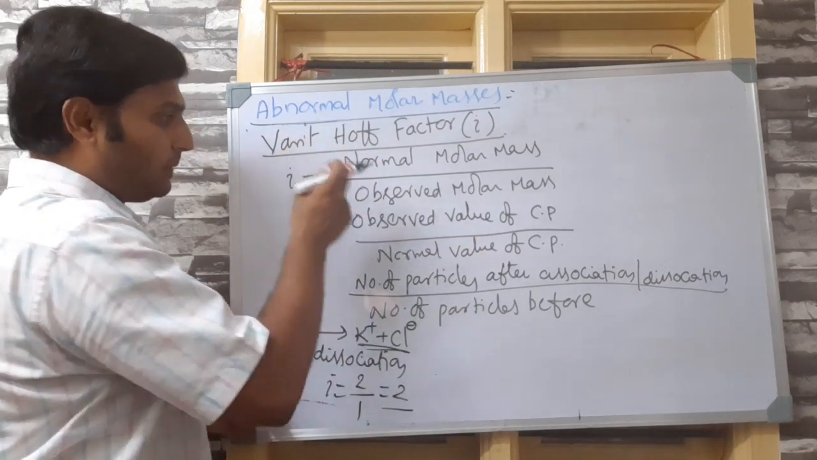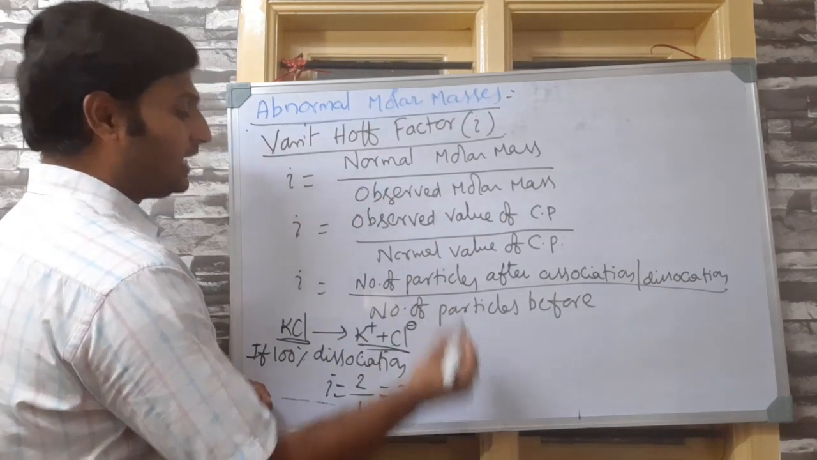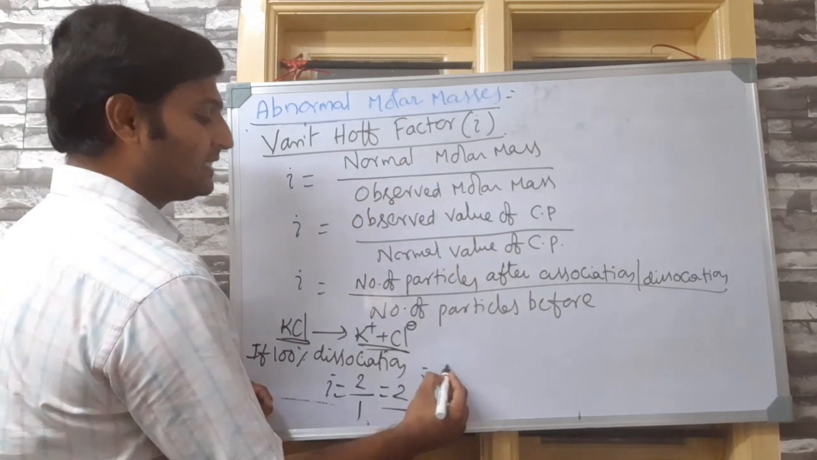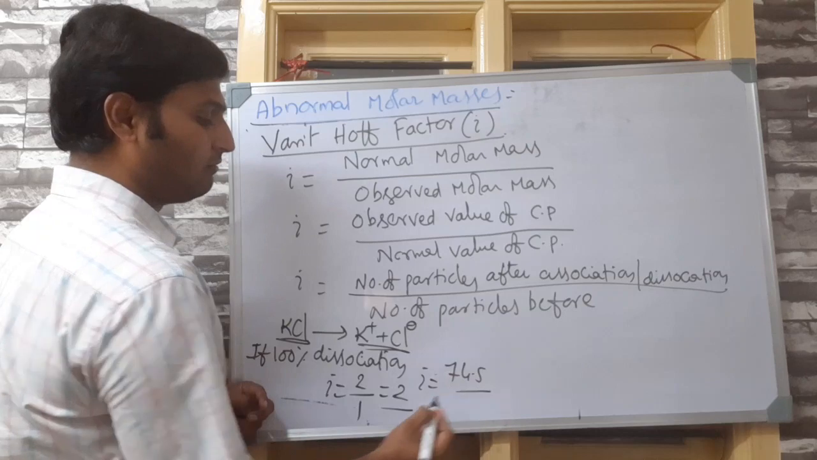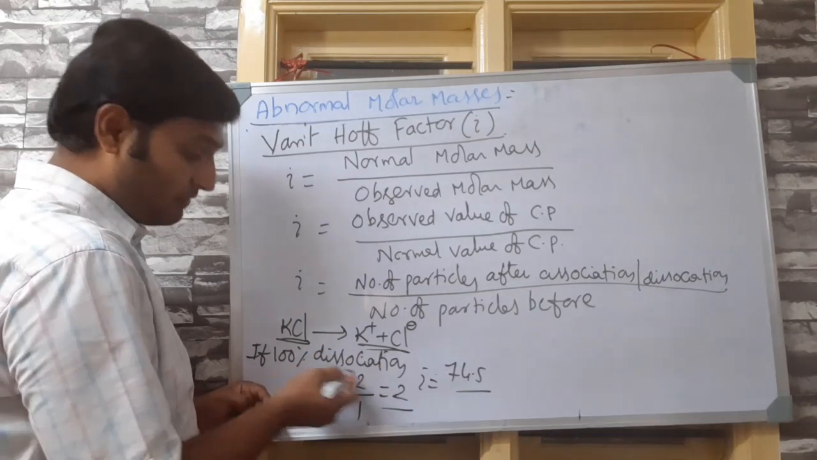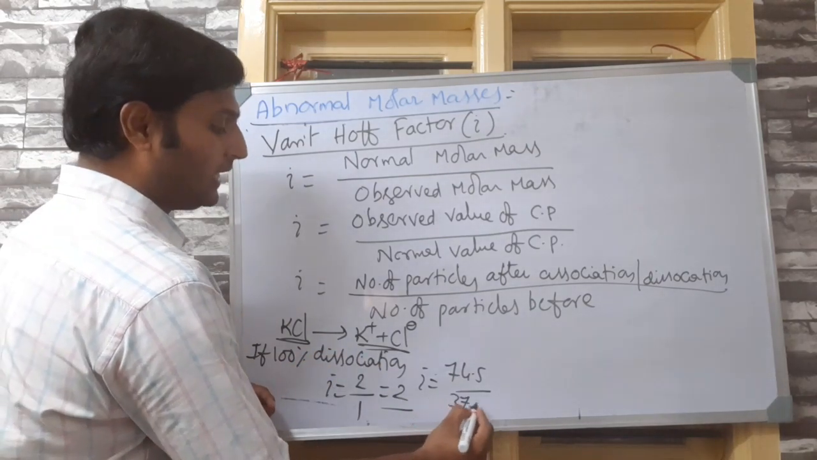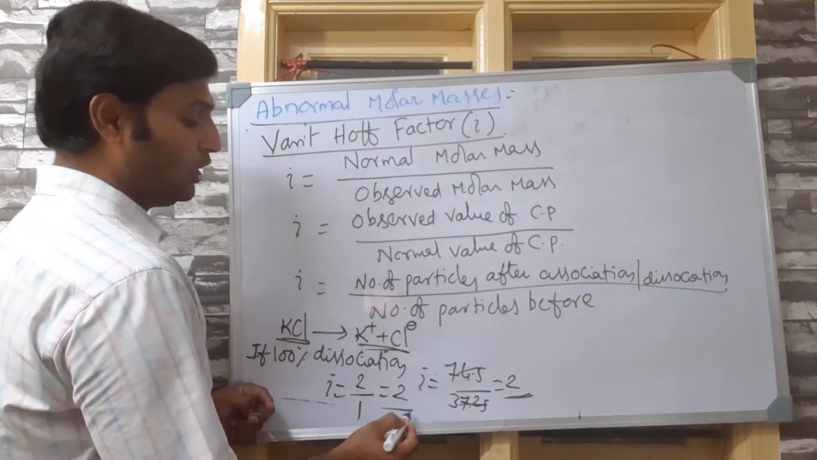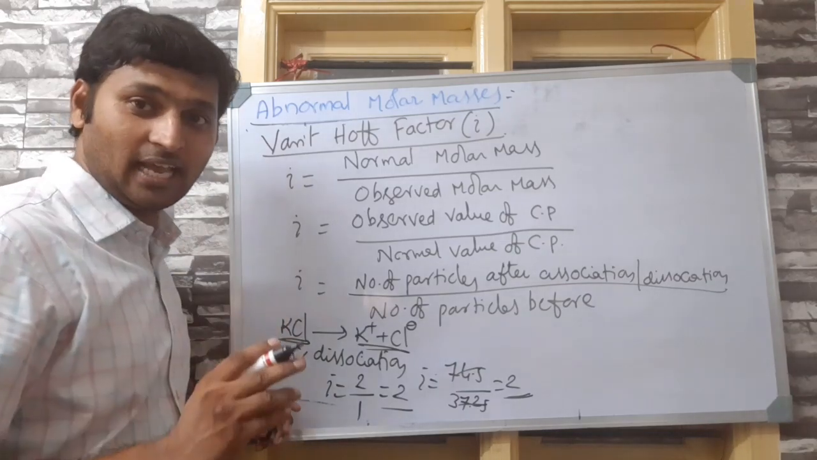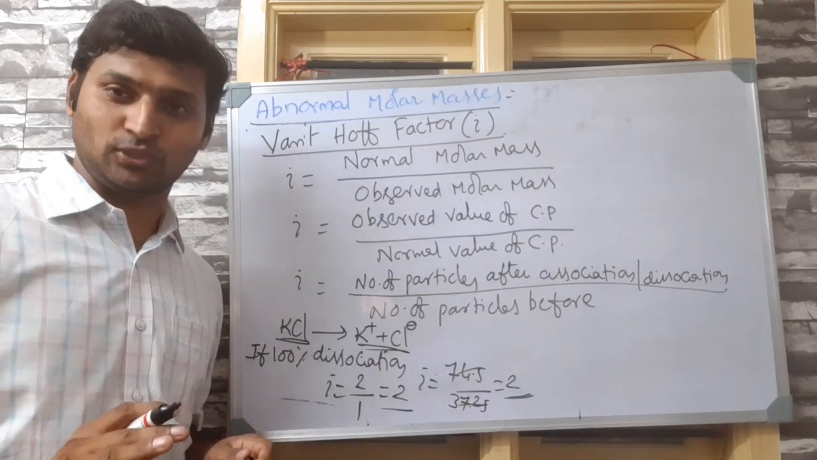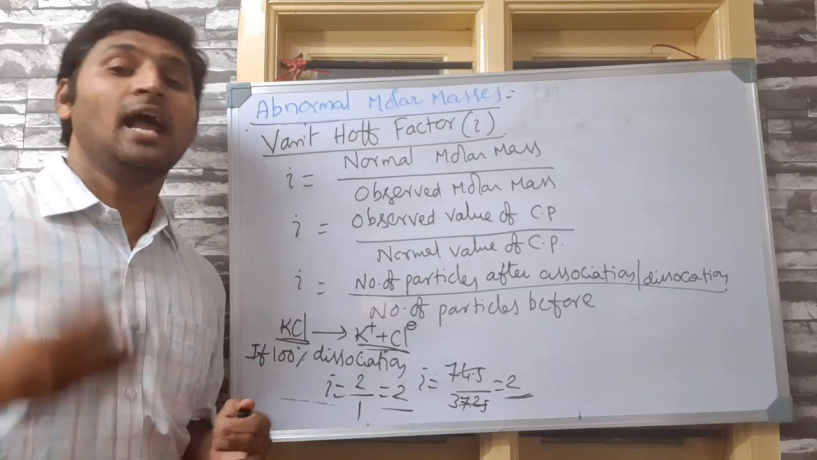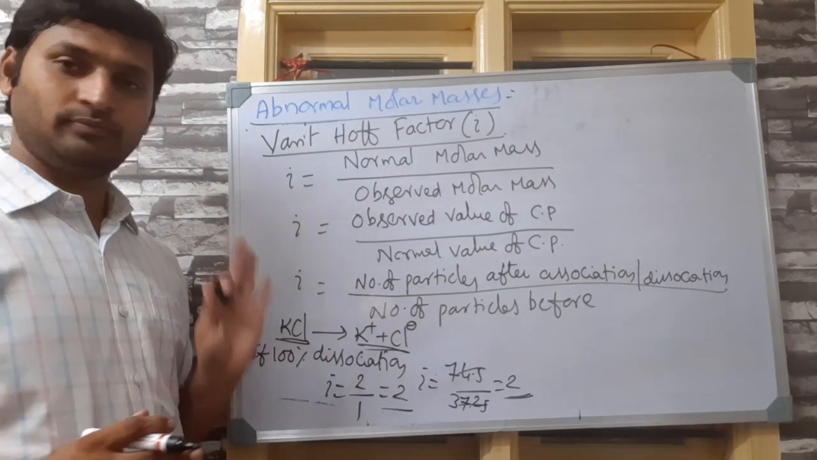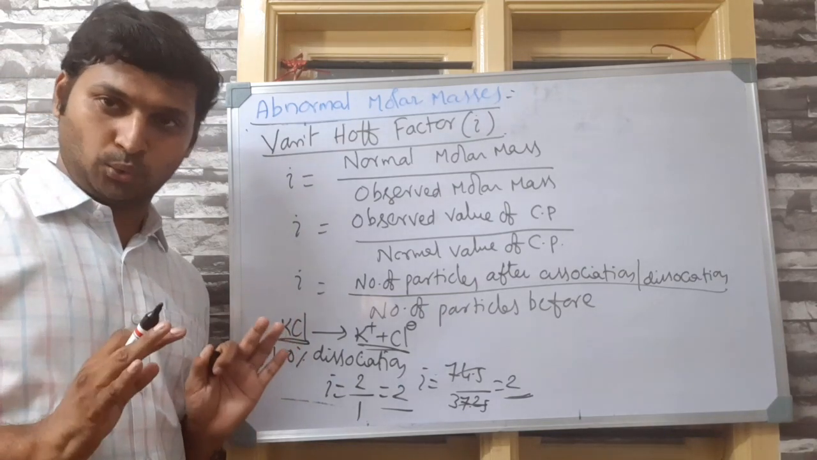Similarly, from this formula perspective, if there is no association or dissociation, the normal molar mass would have been 74.5. Whereas if this happens exactly with 100% dissociation, we end up getting 37.25. That means i value comes out to be 2. So the i value for KCl, which is undergoing 100% dissociation, which is true only under very good dilution, is observed to be 2. Clear?